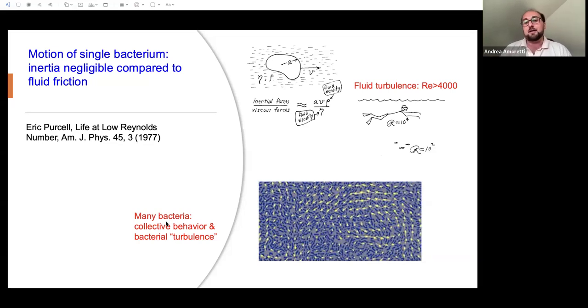The second one is that this activity also generates collective emergent behavior, which is not common to standard equilibrium systems. So, for example, if you consider not only a single bacterium but many bacteria, they do generate collective behavior with many emergent properties like vortices or even turbulence. So the activity itself also generates phenomena which are emergent and different from standard equilibrium systems.